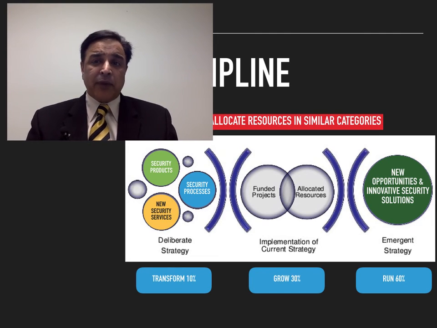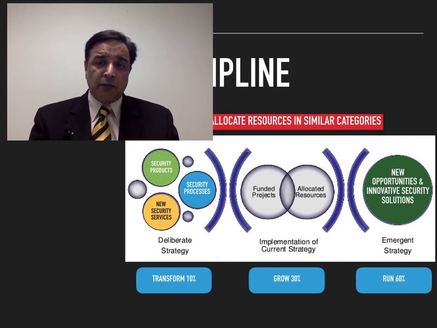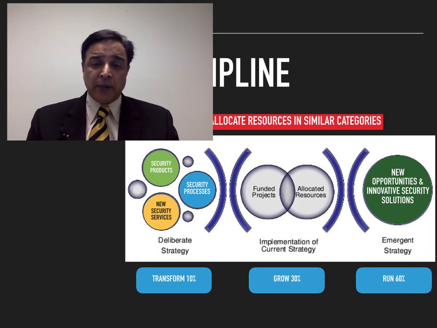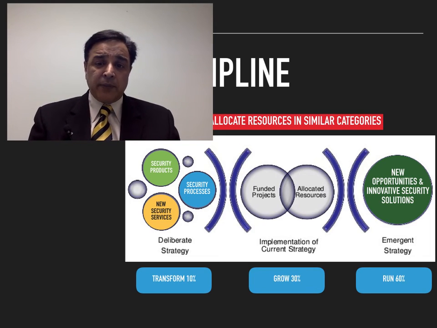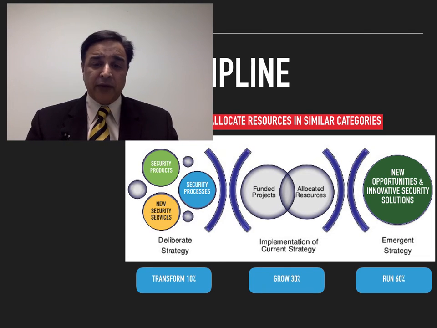Now, when we're dealing with deliberate strategies, they are usually transformative in nature. When I say transformative, they are essentially going to change either a process or a structure or the roles and responsibilities, the reporting structures. So those typically constitute about 10% of the allocations. The implementation of current strategies, which have been thought through, which are actually emerging from your deliberate strategies, because as you go along, your deliberate strategies are going to become your current strategies. So in the implementation of current strategies, you are probably talking about allocation of about 30% or thereabouts.